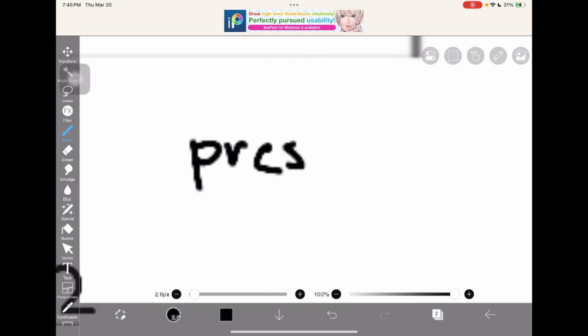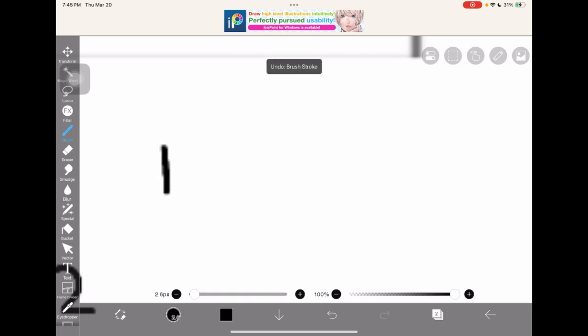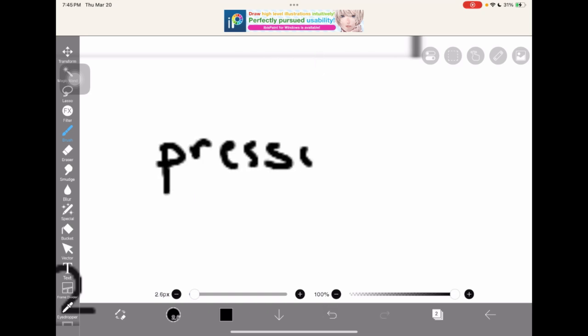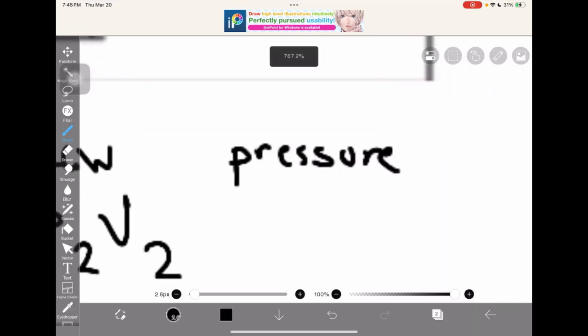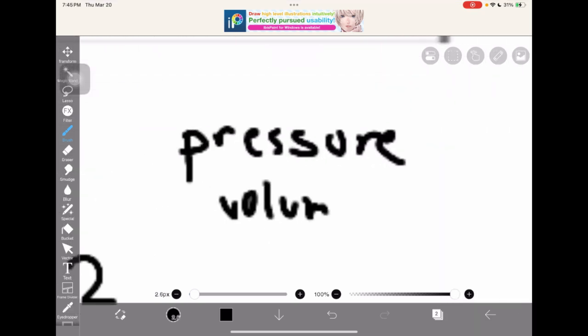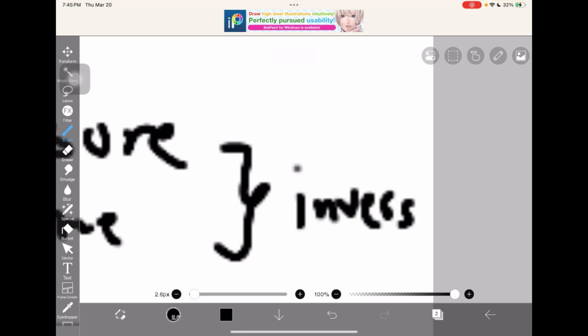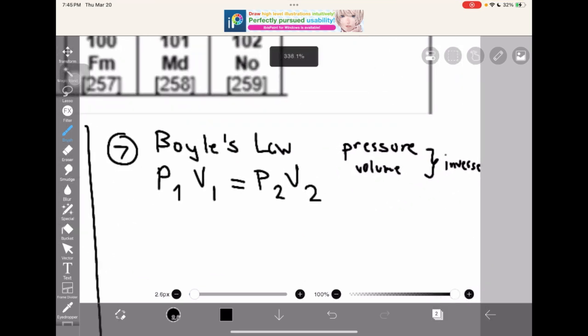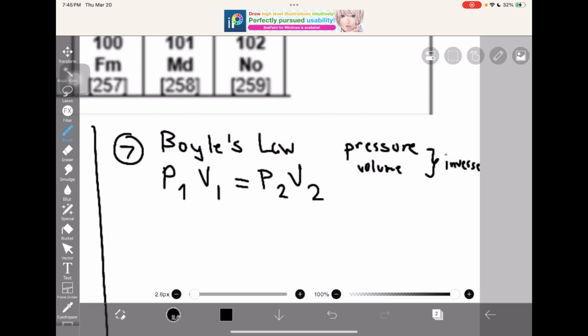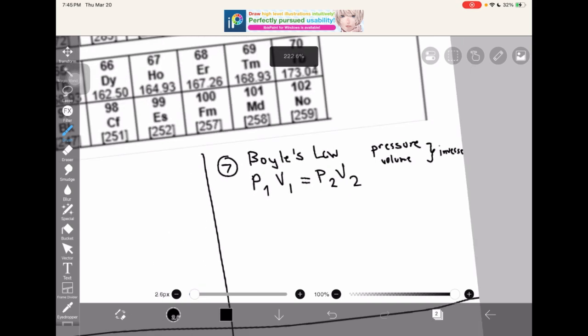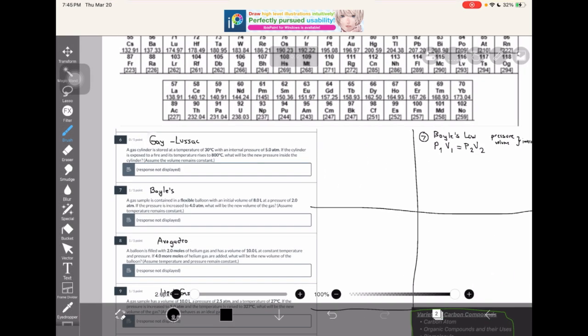So the relationship between pressure and volume is inverse. As one goes up, the other one must go down. That's what Boyle's law is all about. Pressure and volume have an inverse relationship. Let's prove that right there.